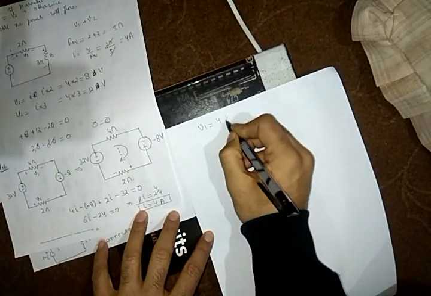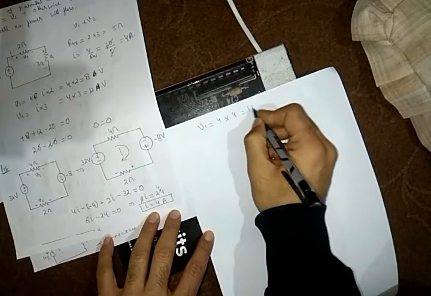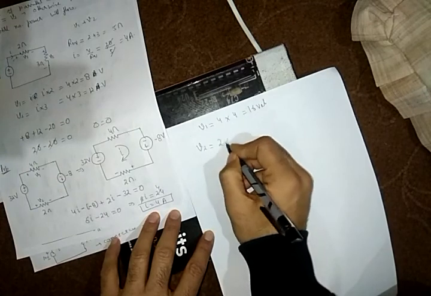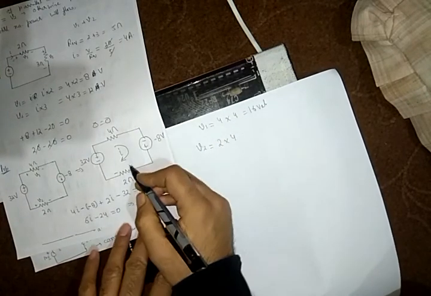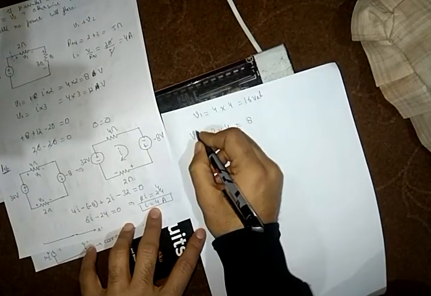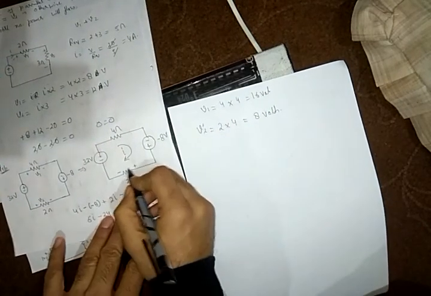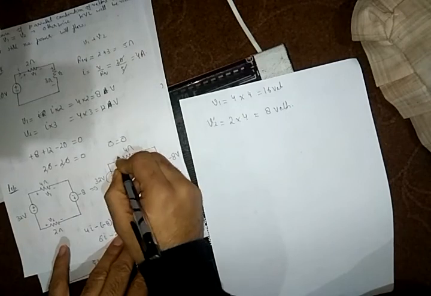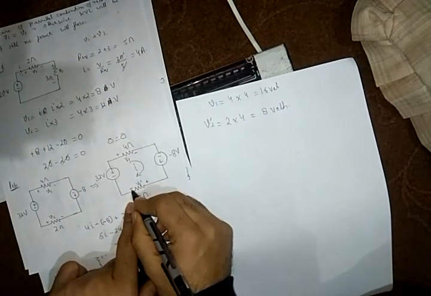V1 is 4 into 4, because it is current into resistance, 16 volts. V2 will be equal to 2 into what is current? 4. So I'm saying V2 dash. V2 dash will be 8 volts. This is V2 dash. I'm saying V2 dash. This is V1. So V2 dash is 8 volts, because this is plus and this is minus.